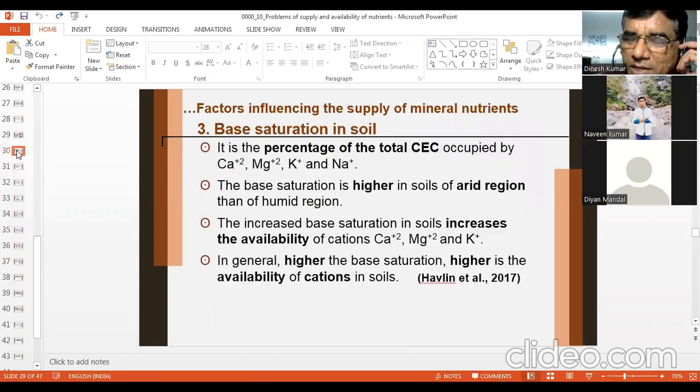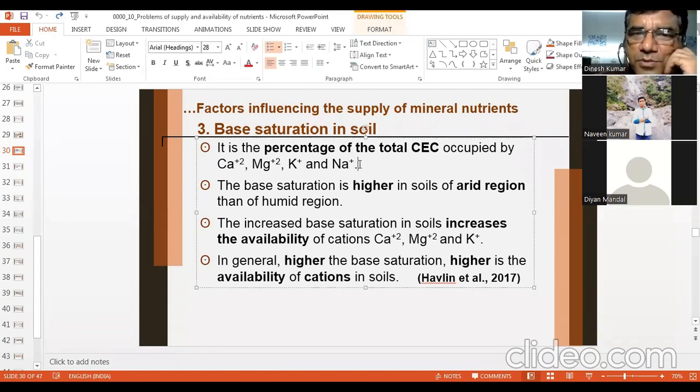Now, base saturation in soil. If the base saturation capacity of the soil is higher, then the supply of nutrients is higher, and otherwise less. So now you see in detail how base saturation in soil is important. It is the percentage of the total cation exchange capacity occupied by calcium, magnesium, potassium, and sodium. I think you know base saturation percentage. Sometimes numericals come on this base saturation.